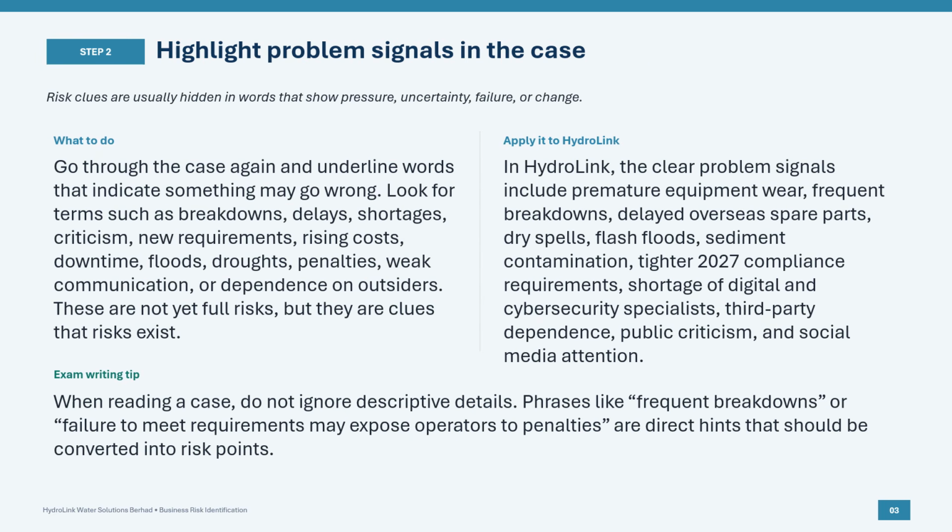Okay, let's look at step two. Step two is highlight the problem signals in the case. What does a problem signal mean? So each of the case studies, they sure give you some indications of the risk or the problem. Okay, so what to do? Go through the case again and start underlining words that indicate something may go wrong.